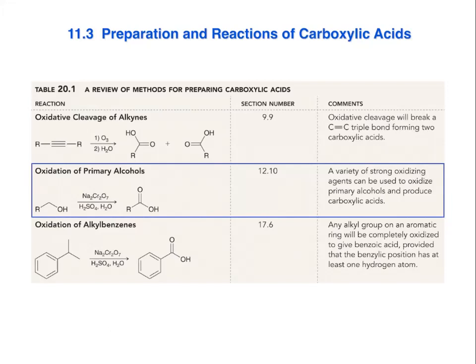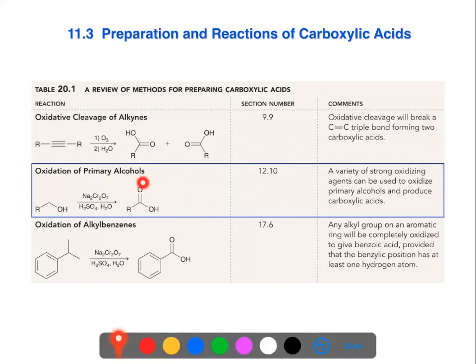In this video, we're going to cover section 11.3 on the preparation and reactions of carboxylic acids. As you can see in this table, there are a variety of ways in which we can prepare carboxylic acids. But we've only looked at one method so far, and that is how we can oxidize primary alcohols. So if we take a primary alcohol in the presence of chromic acid, which can be prepared from sodium dichromate, sulfuric acid, and water, we will oxidize the alcohol to the carboxylic acid.